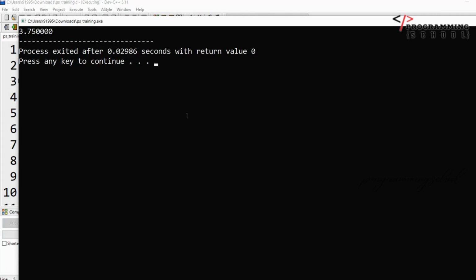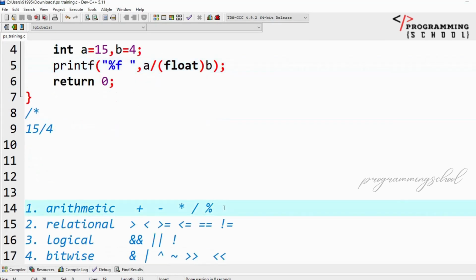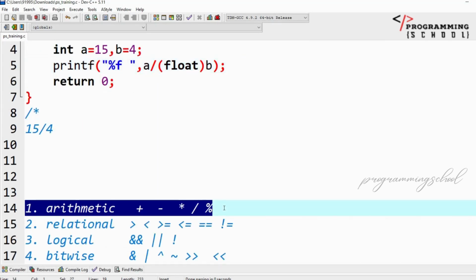Is it clear, everyone? Yes. In this way, the arithmetic operators are going to work here. These are the workings of arithmetic operators. Okay, that's it for this video. In the next video, I'm going to explain how relational and logical operators work.